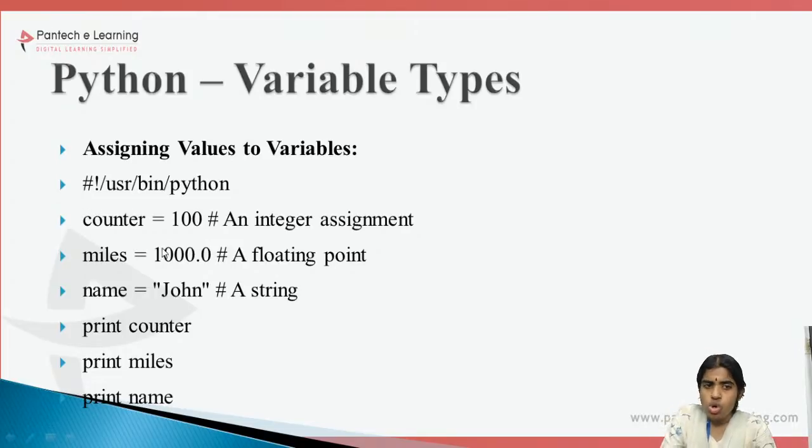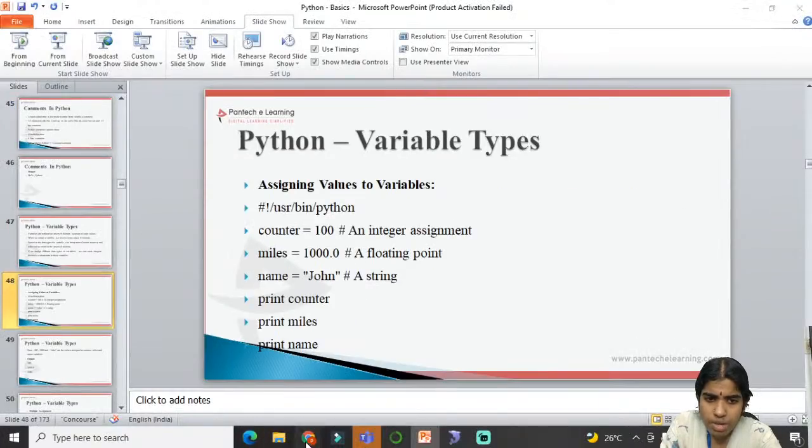And if I want to store some floating point values, it comes under decimal point type. For example, 1000.0 is stored in the variable called miles. And if I want to store a string within double quotes, it comes under string data type. All these are the different types of variables available in Python. Am I making sense? What do you mean by variable?